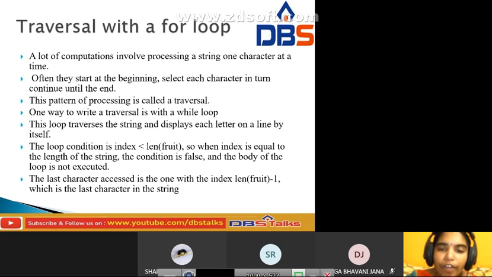One way to write a traversal is with a while loop. Here this loop traverses the string and displays each letter on a line by itself. The loop condition is index less than len of fruit.